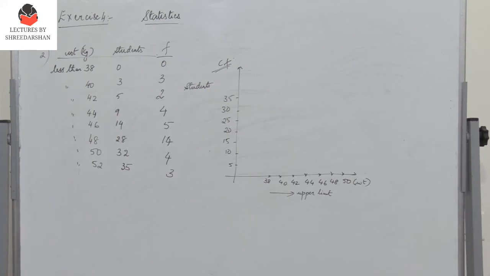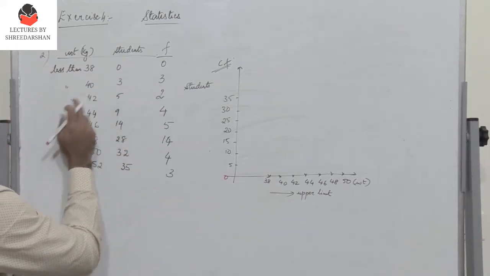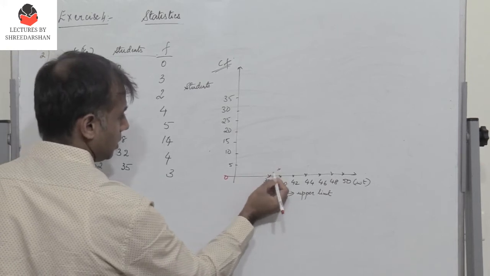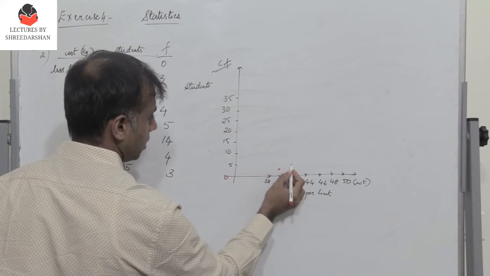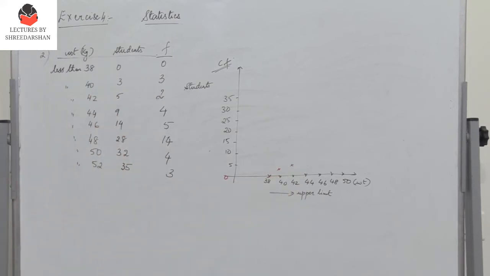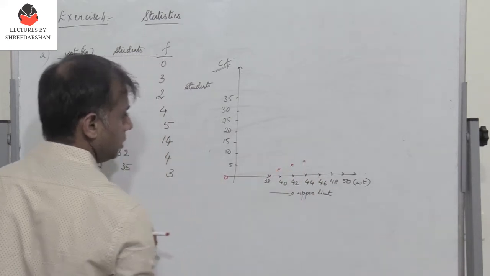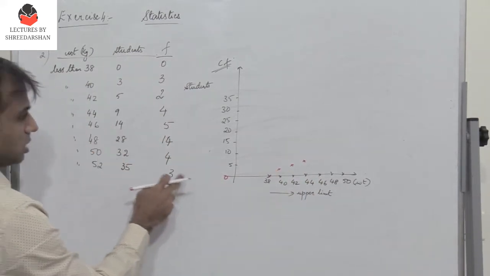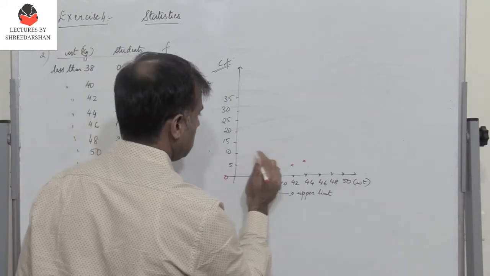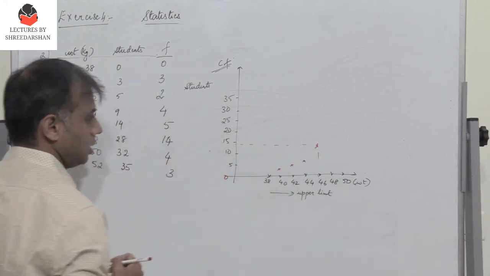So now 0 students less than 38, so this is 0, so 0, 38. Next I have 3, so 3 and 40 somewhere here. Next I have 5, so 5 and 42 is somewhere here. Next I have 9 and 44, so 9 and 44 will be somewhere here. Alright, so next I have 14 and 46, so 14 is here, right? Less than 15 and 46, I get a value here.